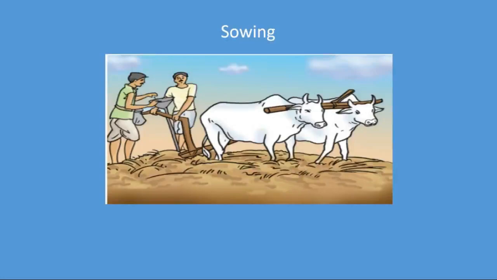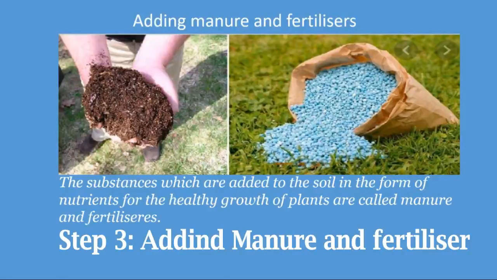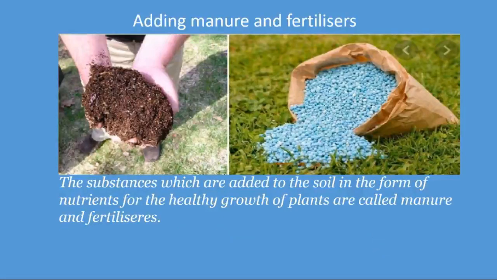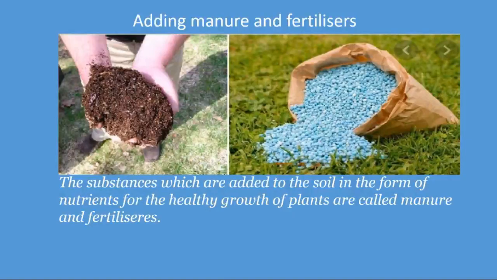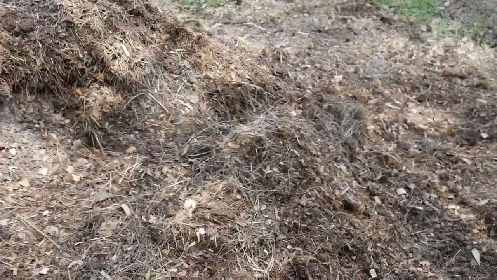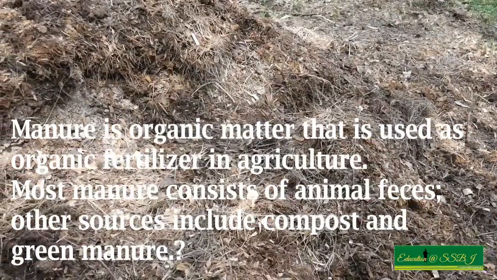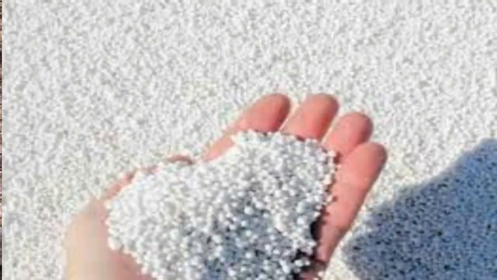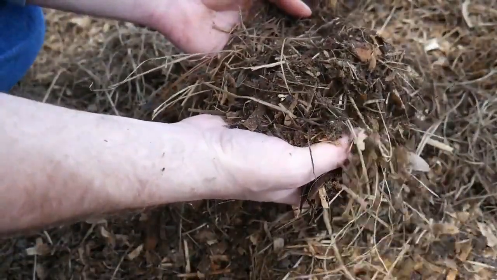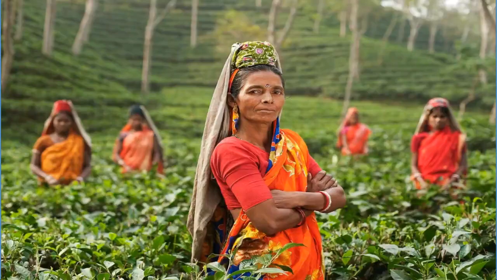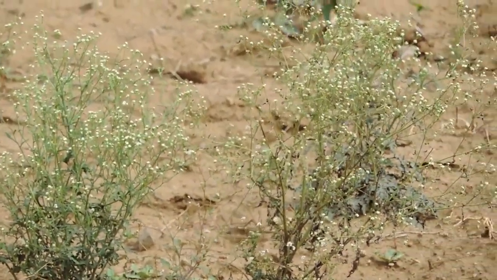So once you sow the seed, then the next one is you have to add the manure or the fertilizer. The substances which are added to the soil in the form of nutrients for the healthy growth of plants are called manure and fertilizers. Manures are homemade, you can do it. We shall discuss about this little later. And the fertilizers are factory made, but both provide nutrients and help the crop to grow faster. Because on the same soil, farmers grow crops, crop after crop, so that reduces the nutrients present in the soil.